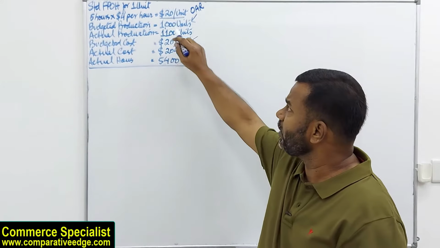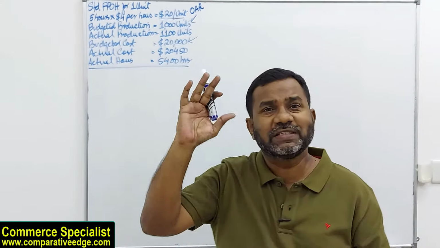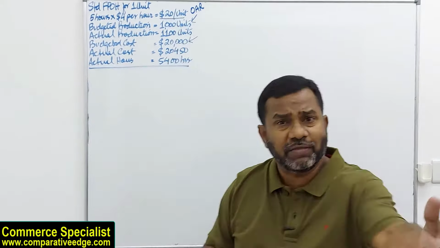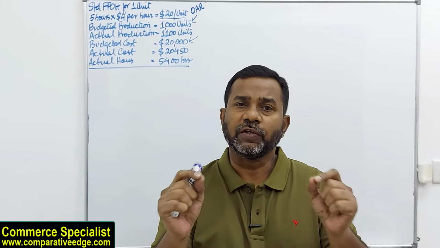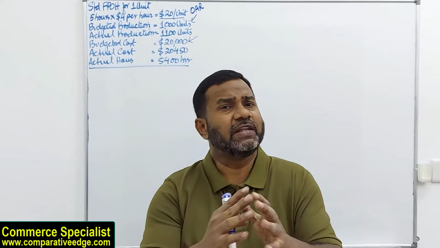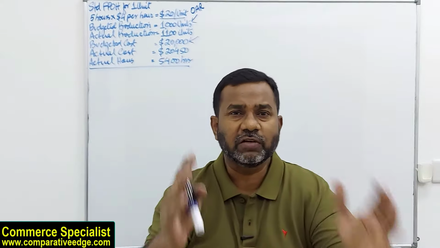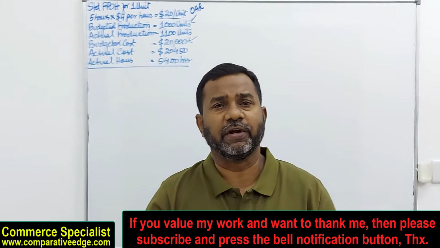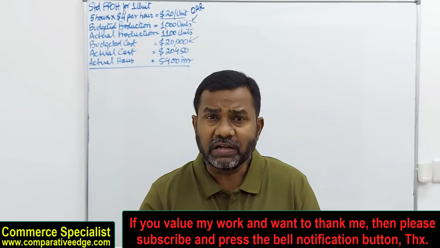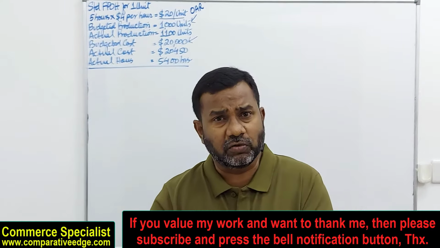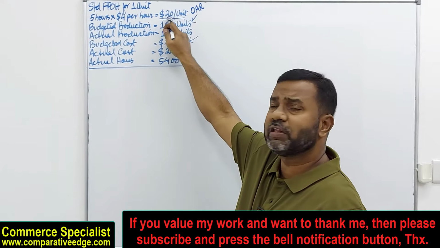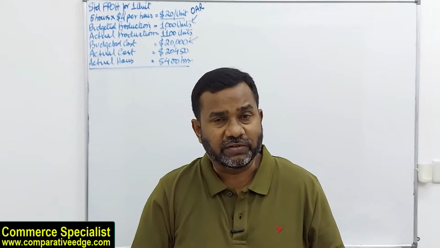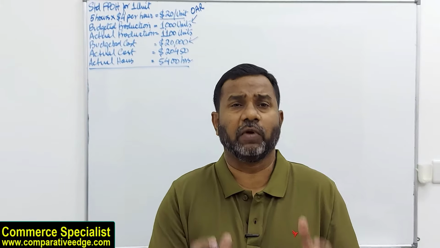The plan is that they will make 1,000 units. For each unit, when they sell, they will recover $20 from their customers for fixed overhead, which is rent. So the company's plan is very simple. They will make 1,000 units. They will sell 1,000 units. Each unit will recover $20 of rent, which is part of the selling price. So 1,000 into 20, they will be able to recover their fixed overhead from the customers. So now I hope you have understood what is recovery of overhead, absorption of overhead.